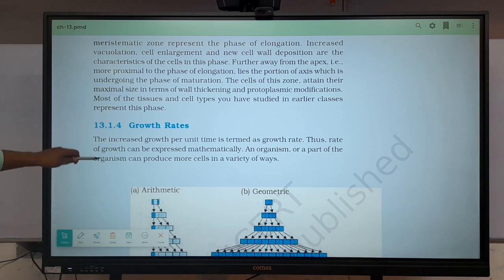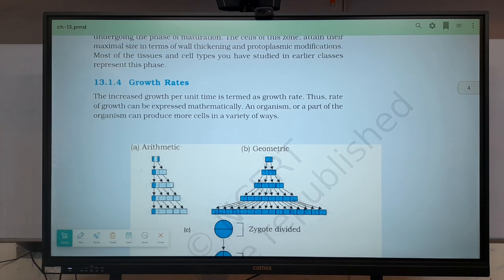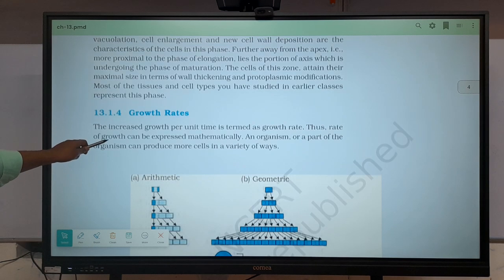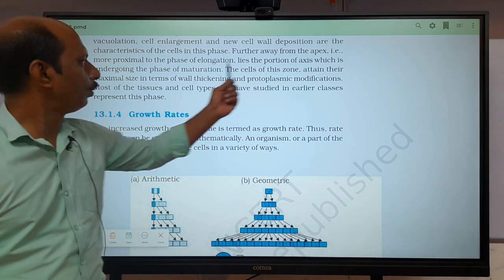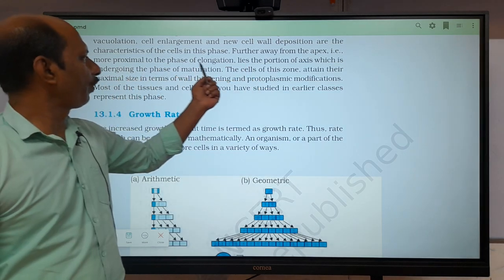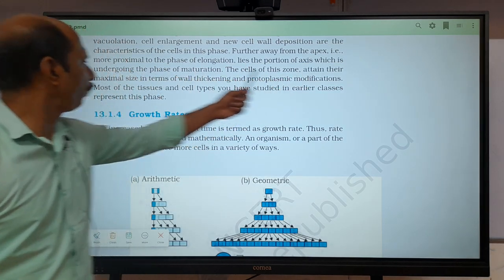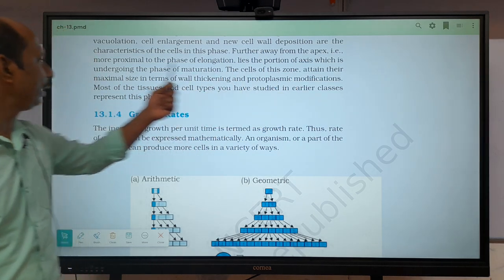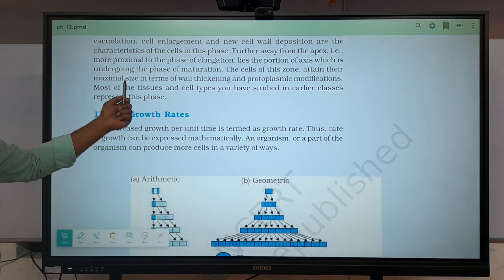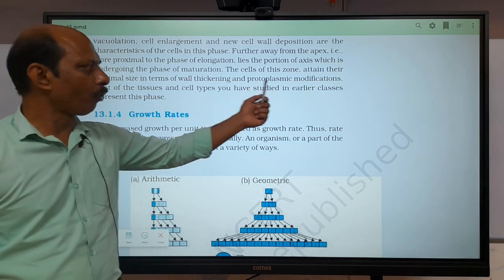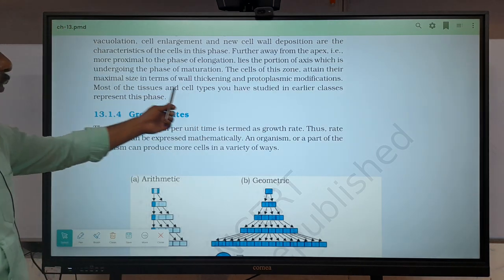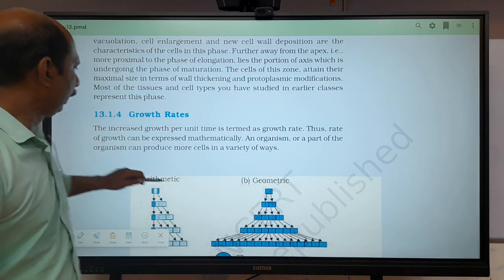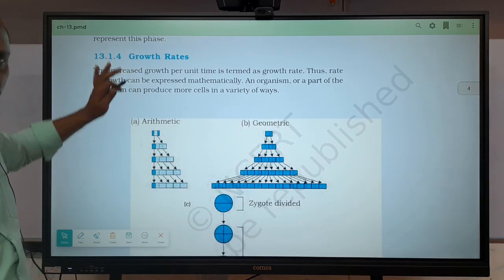Now another point is there. Look what is given here. More proximal to the phase of elongation lies the portion of axis which is undergoing the phase of maturation. The cells of this zone attain their maximal size in terms of wall thickening and protoplasmic modifications. Most of the tissues and cell types you have studied represent this phase.